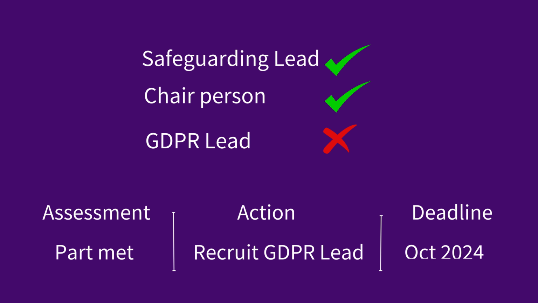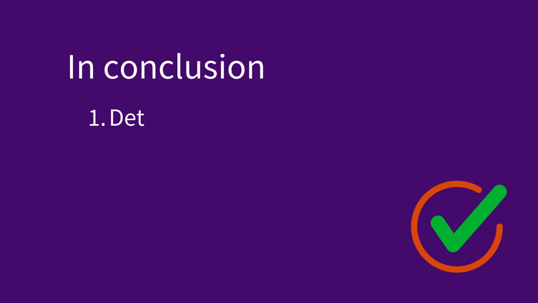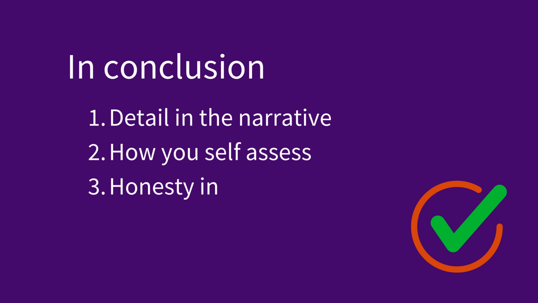So you would self-assess as part met in that case. And what we would then look for is that you've got a clear action in place about how you're going to meet that indicator. So that would be an action with a date attached to it. So they're the main three things that we look at in all submissions, Yvonne. That's perfect. Thank you, Steve.